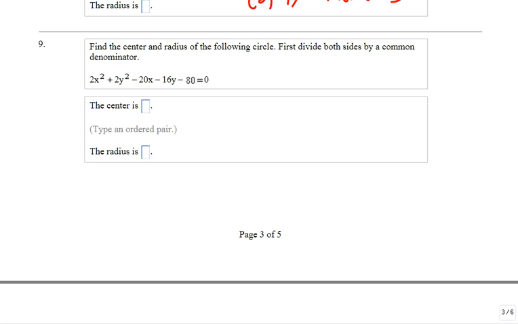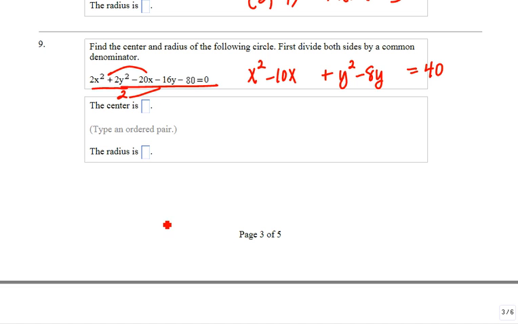Number 9, very similar to that. We have to divide first through by 2, because you get to have a 1 on the coefficient of x² and y². So we'd have x². We can go ahead and group the x terms over, minus 10x. And then plus y². 2 into 2y² is y². 2 into −16y is −8y. And then we'd also have to say 2 into −80 would be −40, but we need to carry that to the other side to make that positive 40. I know I did a lot in that one thing.